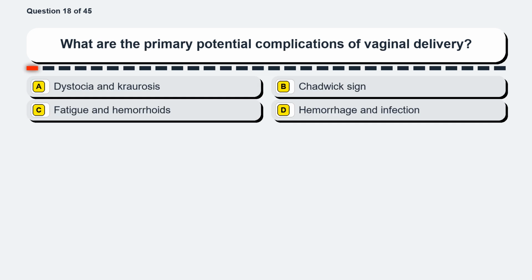Question 18. What are the primary potential complications of vaginal delivery? Option A, dystocia and chlorosis. Option B, Chadwick sign. Option C, fatigue and hemorrhoids. Option D, hemorrhage and infection.